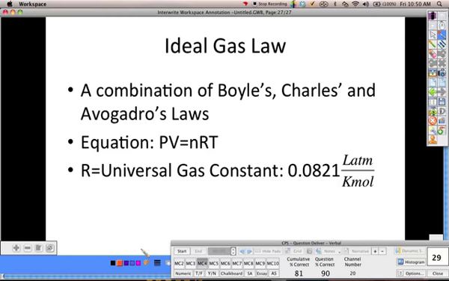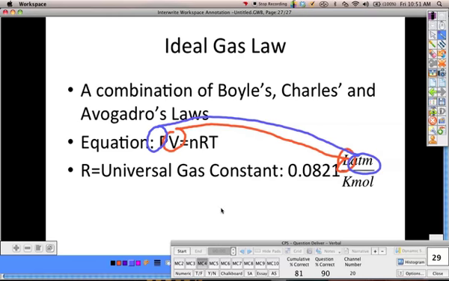So if this is my unit, it means that my volume must be in liters to be able to be canceled out. My pressure must be in atmospheres for it to be canceled out. My temperature, which we already know because of all gas laws, needs to be in kelvins for things to cancel out. And moles are always moles. Sometimes, though, you'll be given mass, and you have to use what we did at the very beginning of notes today to figure out the number of moles.